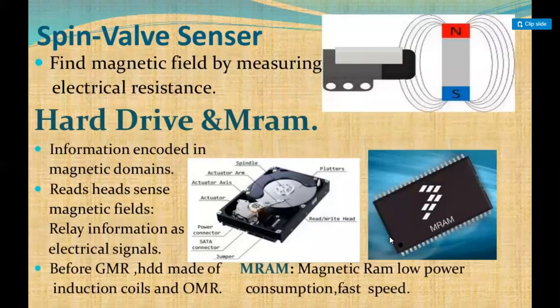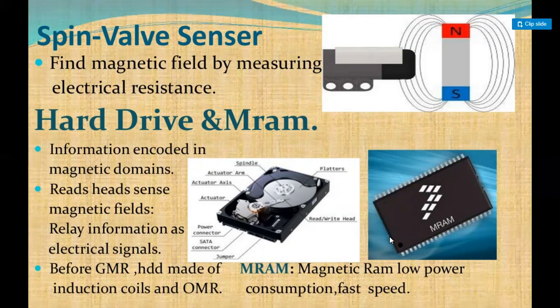This is a spin valve sensor. The north and south pole direction winds through the different coils. It finds the magnetic field by measuring the electrical resistance. This is the first application. Another application is the hard drive and magnetic random access memory. Information is encoded in the magnetic domain, the read head senses the magnetic field, and relays the information as electrical current.